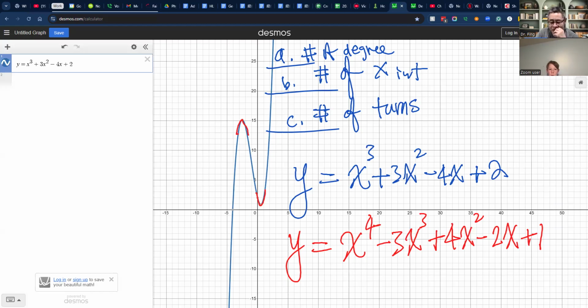Person? One sec, sorry. You're just turning in the same answers as last time. So, right: A is the number of degrees, B is the number of x-intercepts, and C is the number of turns.